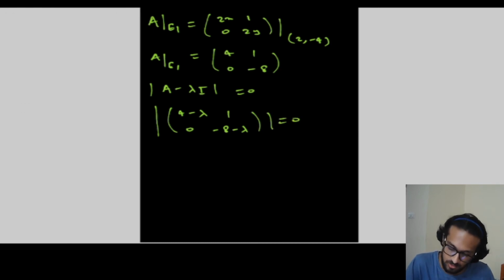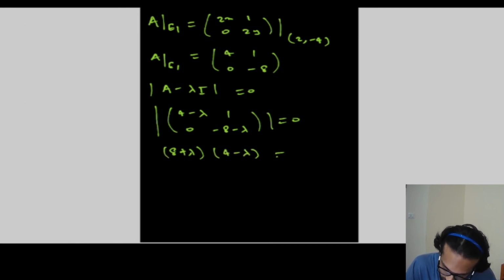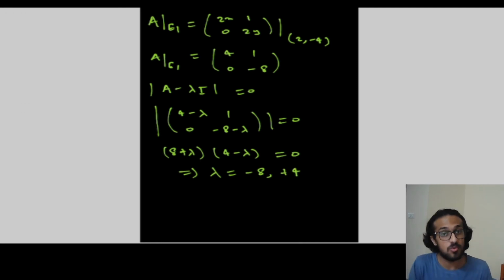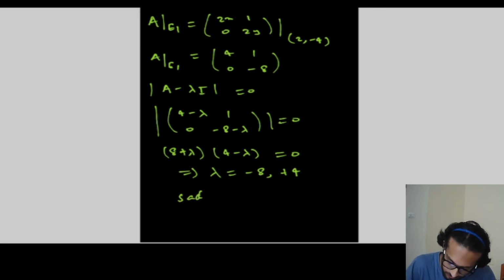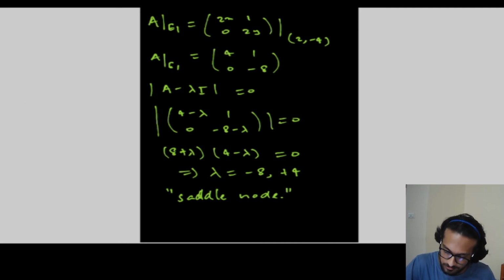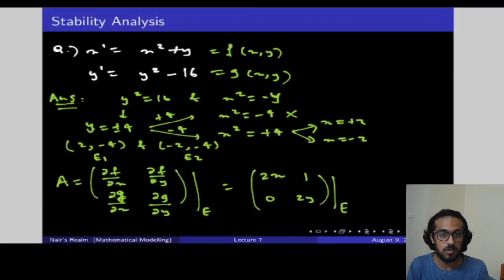And on solving this, what do we get? We get 8 plus lambda into 4 minus lambda equal to 0. Right? So we get two eigenvalues. One is minus 8 and the other is plus 4. So you can see one is positive, one is negative. Therefore, we can call this a saddle. Saddle node would be more accurate. So that means this nonlinear system behaves in an unstable manner. It is a saddle node at the equilibrium point E1.